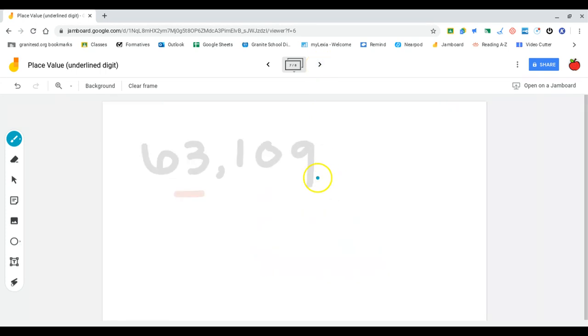All right. In this example, we have 63,109, and my 3 is underlined, so I need to find the value. Well, I can do that 2 different ways. The first way is I'm going to just write the digit straight down. So I have a 3. And then I have 1, 2, 3 place values to the right-hand side that are behind this 3. So I'm going to fill those in with zeros. So 1, 2, 3. There's my value, 3,000, but I could also write 3, and I could write it out as thousands.